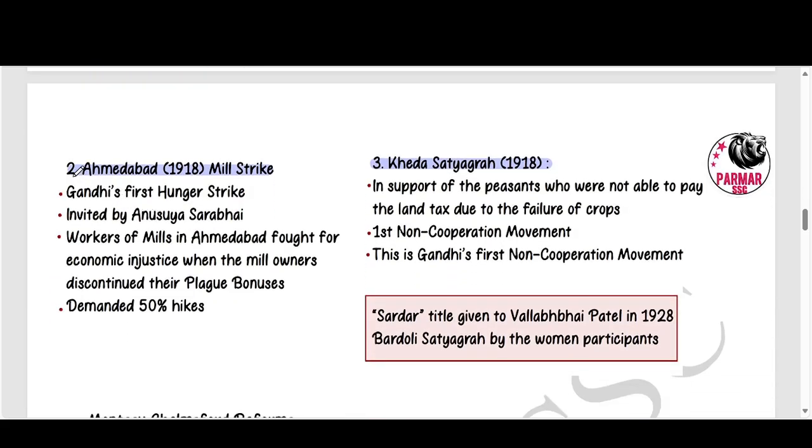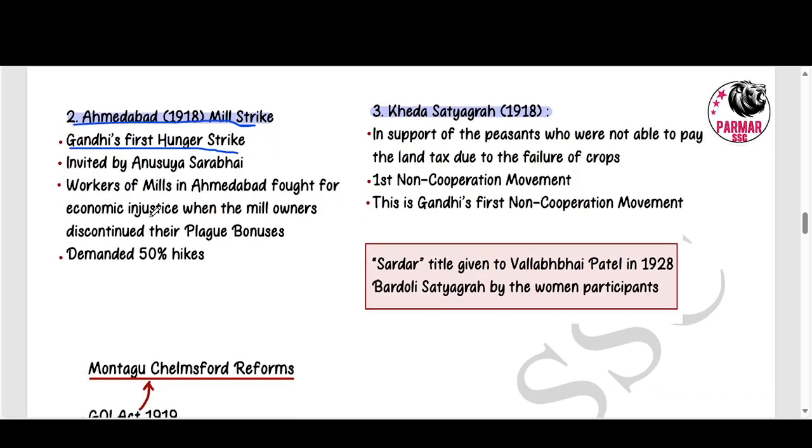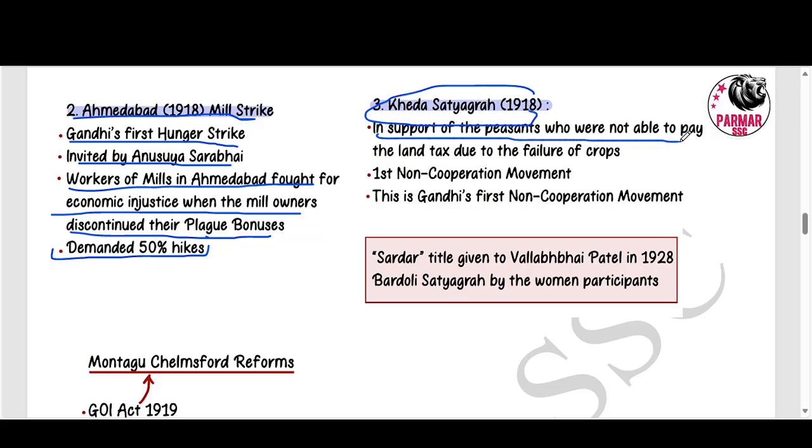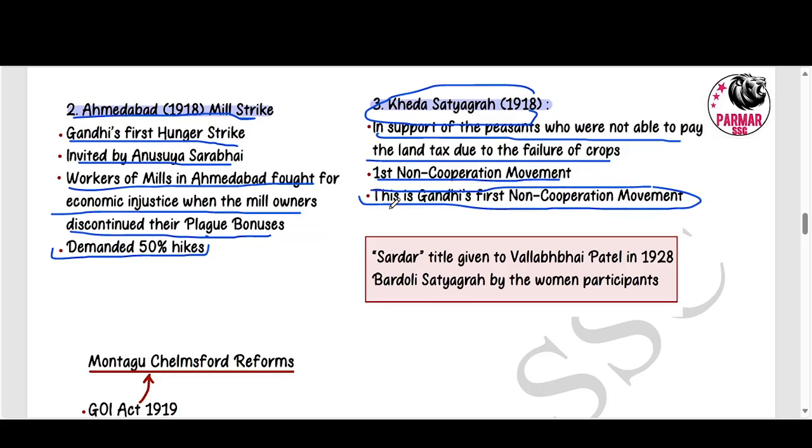Second, Ahmedabad mill strike, 1918. Gandhi's first hunger strike. Invited by Ambalal Sarabhai, the workers of the mills in Ahmedabad fought against economic injustice when the mill owners discontinued their plague bonus and the workers demanded a 50% hike. Third, Kheda Satyagraha, 1918, in support of peasants who were not able to pay the land taxes due to failure of crops. This was Gandhi's first non-cooperation movement.